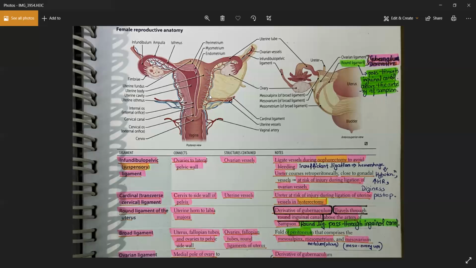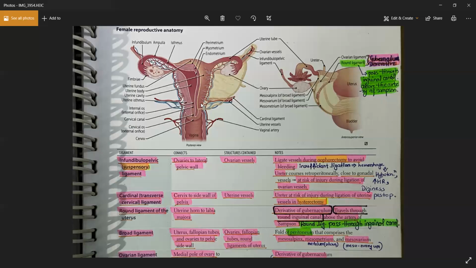While cutting this ligament, you need to always ligate all these uterine vessels because they lie very close to this structure, so they are at risk of damage. So in a hysterectomy, you can have damage to the uterine vessels and a life-threatening hemorrhage. In an oophorectomy, you can have damage to the ovarian vessels because of the infundibulopelvic ligament. So you need to always ligate the ovarian vessels and the uterine vessels while performing the oophorectomy and the hysterectomy respectively, okay?